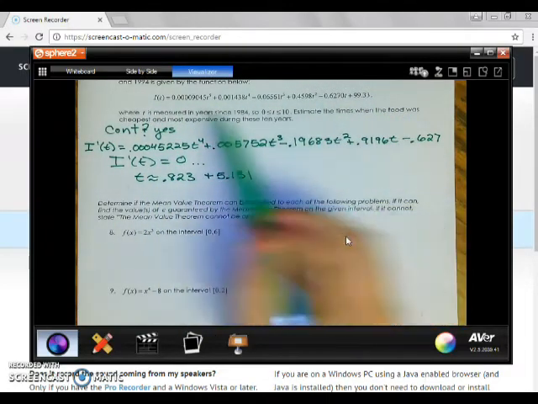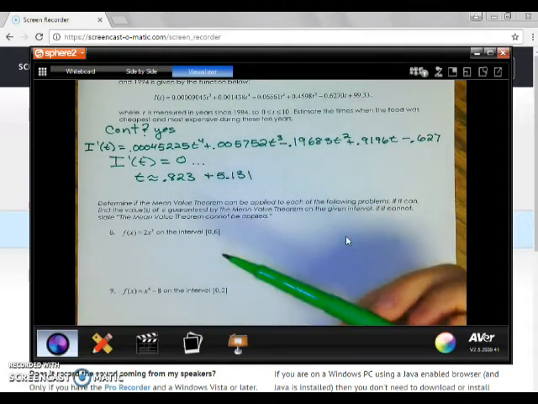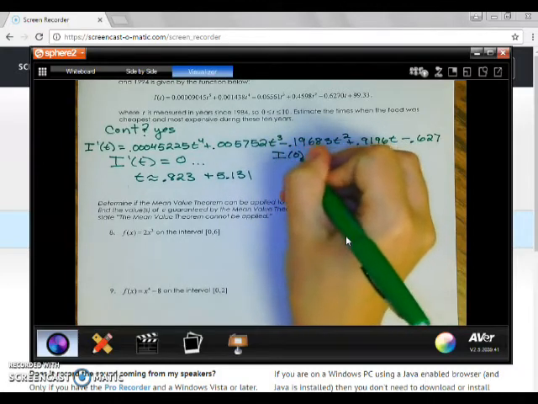Well, 0 is pretty easy. If you plug in a 0, that'll be gone, that'll be gone, that'll be gone, that'll be gone, that'll be gone, and I'll be left with that. Okay, so you can do that.